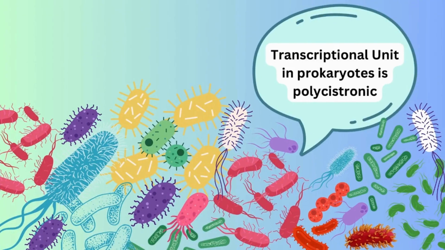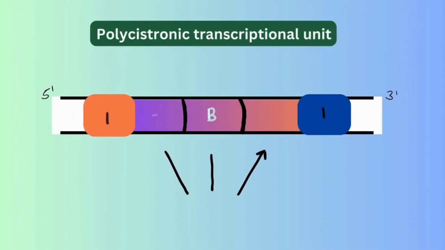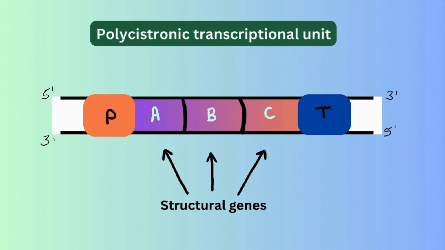In prokaryotes, the transcriptional unit is polycistronic. Poly means many and cistron is the alternative name for structural gene. Here you can see a single promoter is transcribing all the three structural genes A, B and C. That means in prokaryotes, the transcriptional unit carries information for more than one structural gene. The best example of polycistronic transcriptional unit is lac operon.